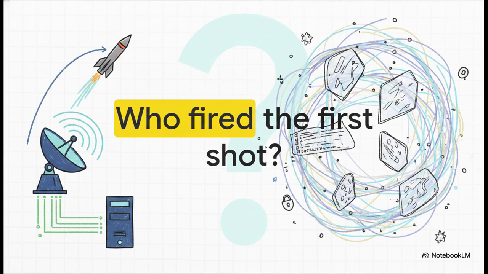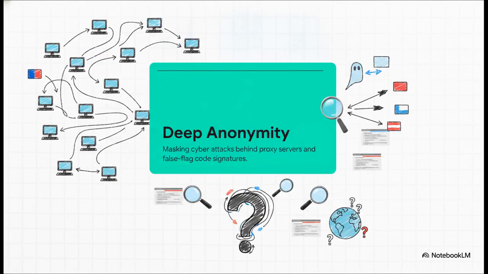Without physical radar tracks or visible troops, global geopolitics turns into this massive, terrifying hall of mirrors. Attribution becomes an absolute nightmare. And that brings us to this crucial concept of deep anonymity. A catastrophic attack on a nation's financial hub can easily be masked behind a crazy labyrinth of decentralized proxy servers. But it gets even wilder.